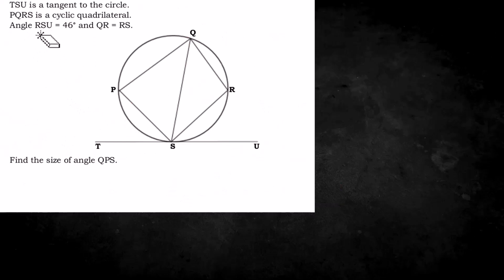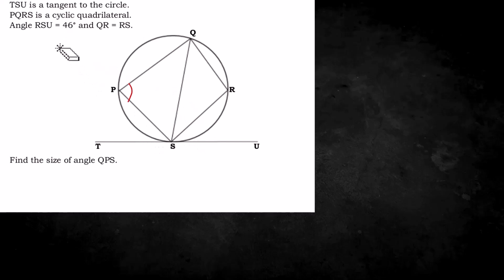TSU is a tangent to the circle, and we have PQRX as a cyclic quadrilateral. All right, so remember the rule that if it is a cyclic quadrilateral, this side plus this side is 180. This side plus this side is 180. Okay, so we have that QPX, so we have that this side, but this side is a tangent. Okay, we have a tangent line here.